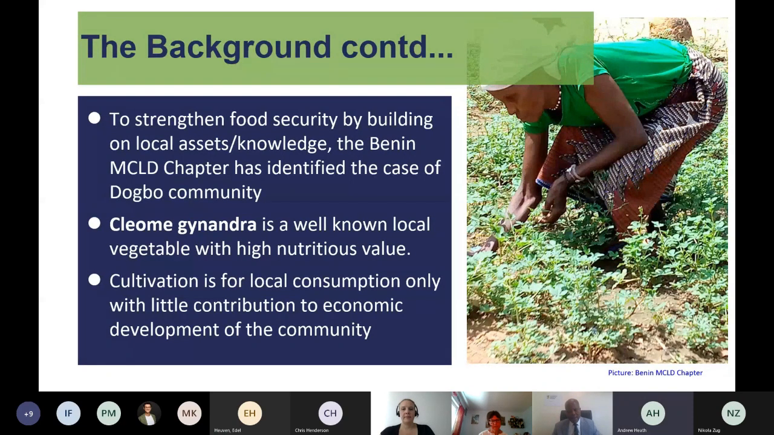Yet, with such emphasis on nutrition, we come to see how to strengthen food security by building on local asset knowledge, so that the Benin chapter has identified the case of the Dugbo community. And you can see Cleome gynandra is well known as a local vegetable with high nutrient component, and the cultivation of Cleome gynandra is for local consumption only, with little contribution to economic development of the community. Next slide, please.